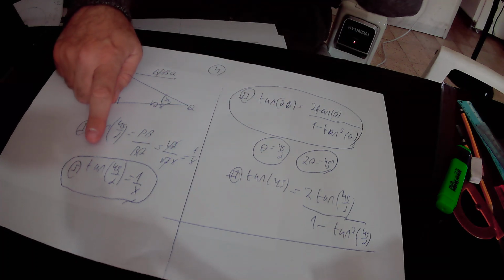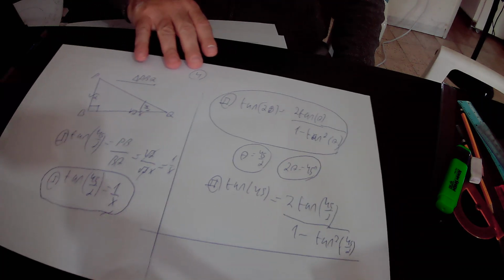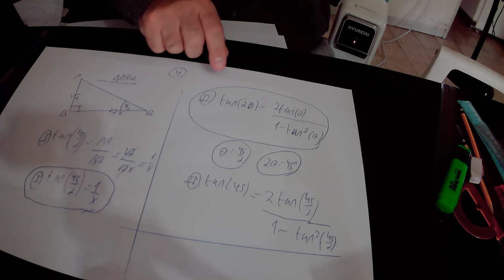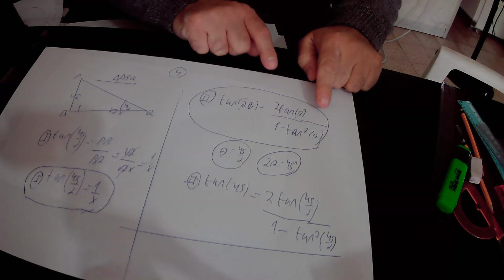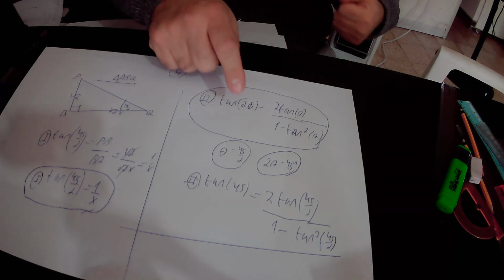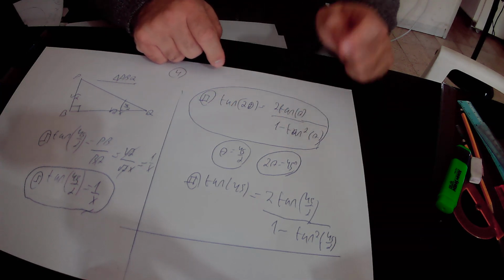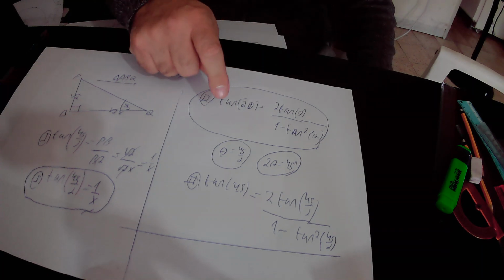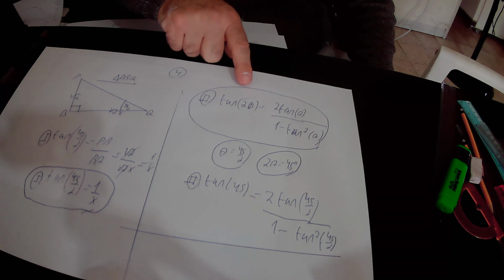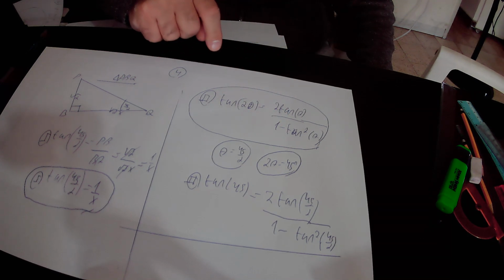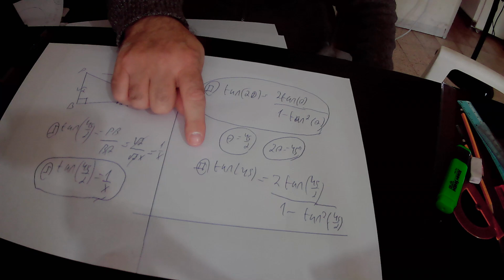According to equation number 1, tangent 45 over 2 degrees equals 1 over x. And we have the trigonometric identity that states that tangent 2 theta equals 2 tangent theta over 1 minus tangent squared theta. Here we define theta as 45 over 2, so if theta is 45 over 2, it means that 2 theta is 45. Then we substitute theta in this identity by 45 over 2, and 2 theta by 45, and this is equation number 2.